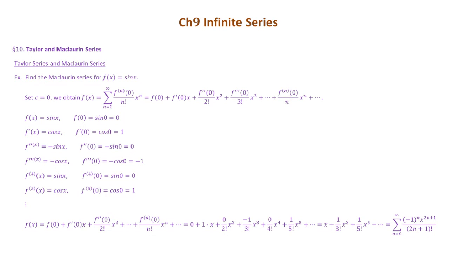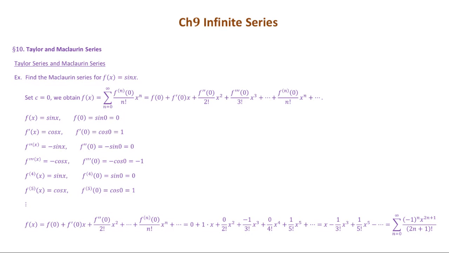The fourth derivative of f, we just take the derivative of the third derivative of f. So you take the derivative of negative cosine x, you get positive sine x, because the derivative of cosine x is negative sine x, but you have another negative in front, so that becomes positive. Then you plug in 0, so you get sine 0 equal to 0. That's the fourth derivative of f.